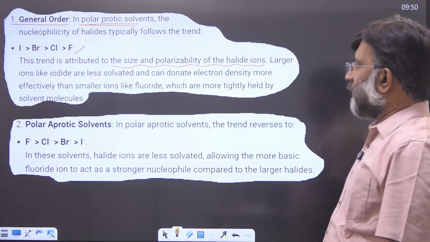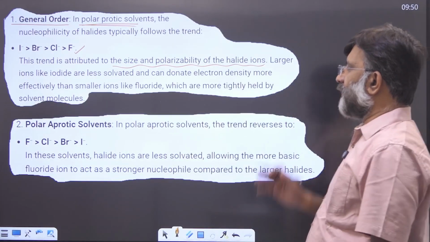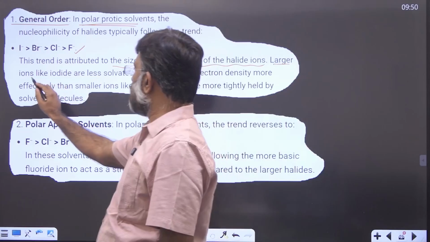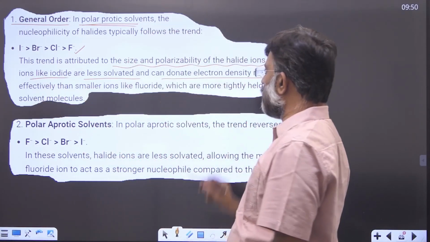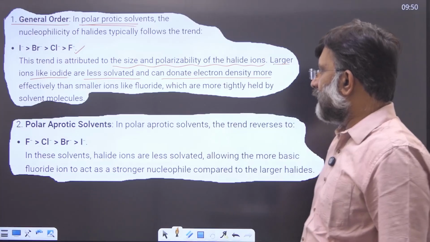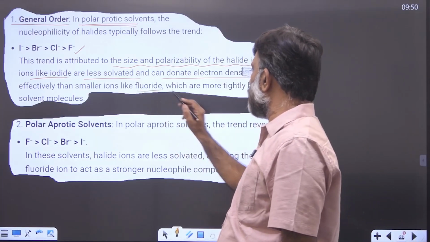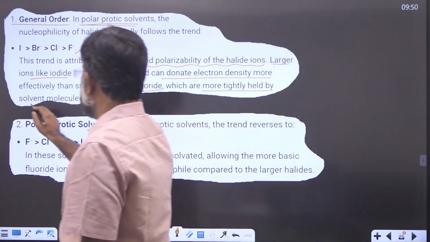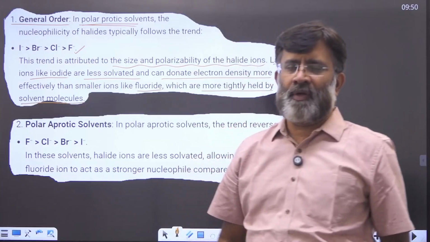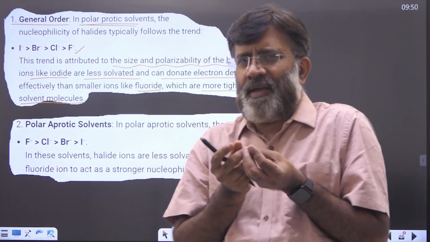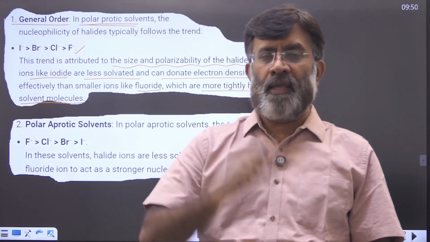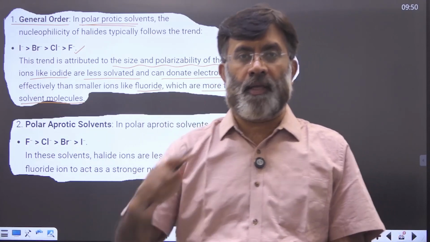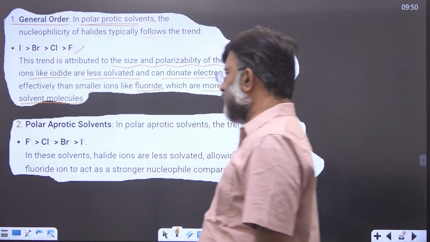Larger ions like iodide are less solvated and can donate electron density more effectively than smaller ions like fluoride, which are more tightly held by solvent molecules. Fluorides are very small in nature and they are more tightly held by solvent molecules in polar protic medium. What about in aprotic medium?